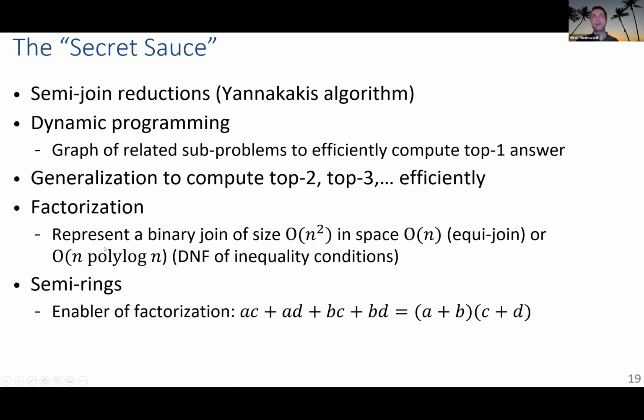Factorization we just talked about everywhere, and the secret is basically to find the best possible factorized representation so that, for instance, even a join that is order n squared size between 2 relations can be represented in linear space or maybe n polylog n space for inequality conditions. And then, as basically the enabler of factorization, we need semi-rings. And here I just have this as a little reminder. Essentially, instead of computing the long and tedious AC plus AD plus BC plus BD, we can use something more compact where we just add up these 2 and then multiply the corresponding sums. And this is really the power that makes factorization efficient in the end.